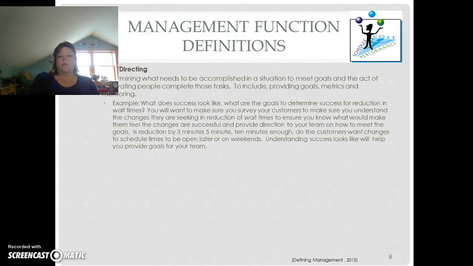Leading and directing. So this function helps determine what needs to be accomplished in a situation to meet the goal. So the act of motivating people to complete the task, making sure that they're being done timely, that they don't have any roadblocks in their way. And so it's going to be important to provide goals with them, metrics and mentoring, and then really helping monitor those. And that's our next function we'll go through.